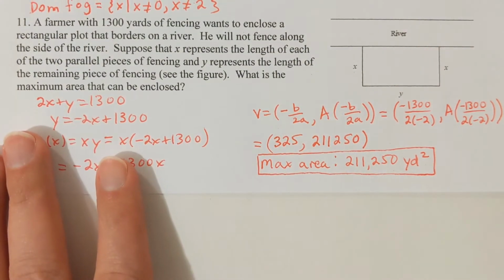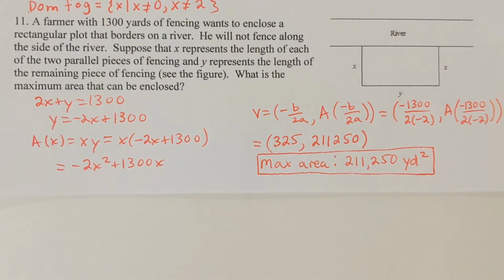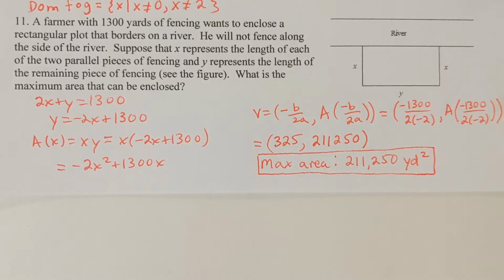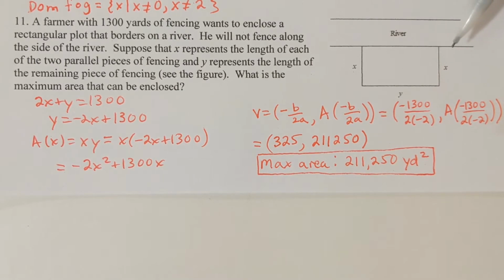Okay, problem 11. A farmer with 1,300 yards of fencing wants to enclose a rectangular plot that borders on a river. He's not going to fence along the side of the river. He's just going to use the river as enclosure. Suppose that x represents the length of each of the 2 parallel pieces of fencing, and then y represents the length of the remaining piece of fencing. There's a picture given. What is the maximum area that can be enclosed?